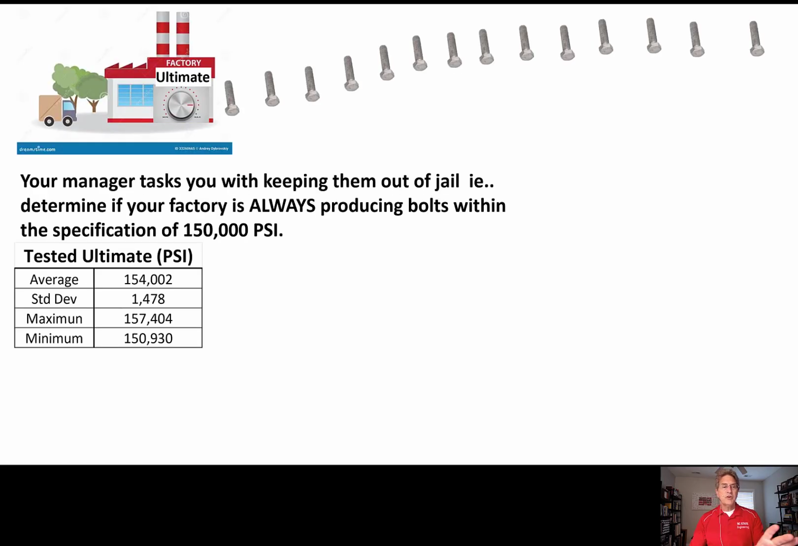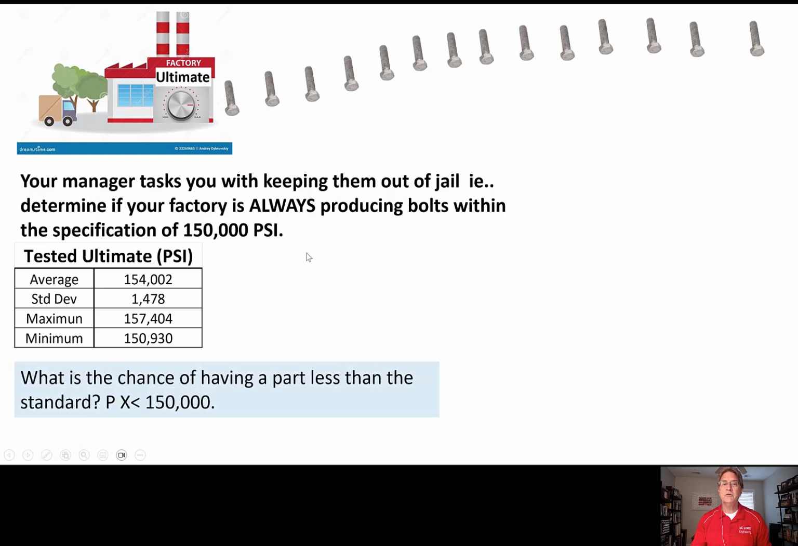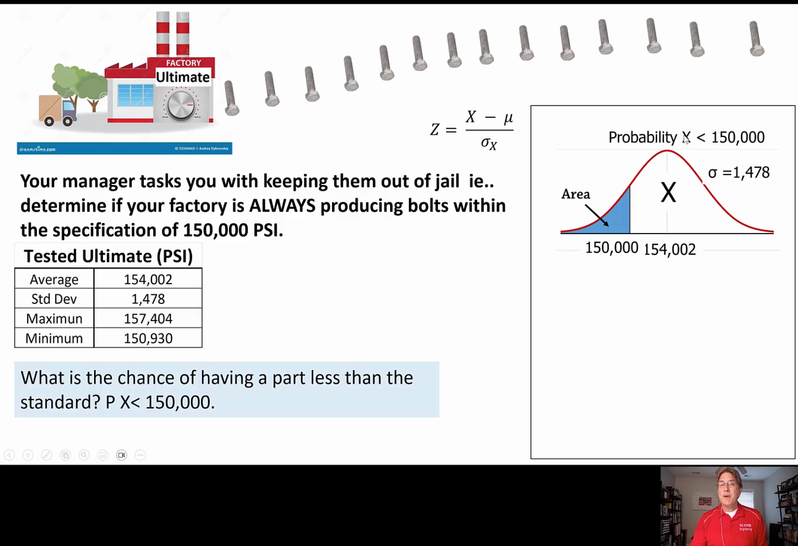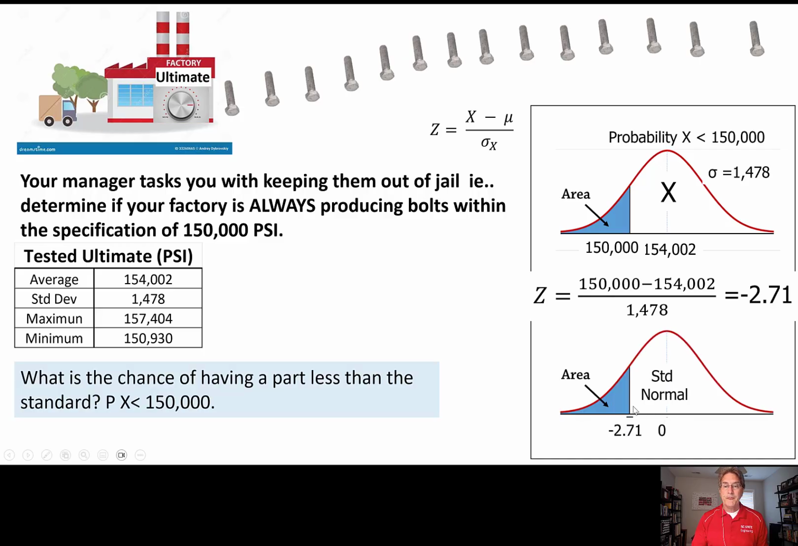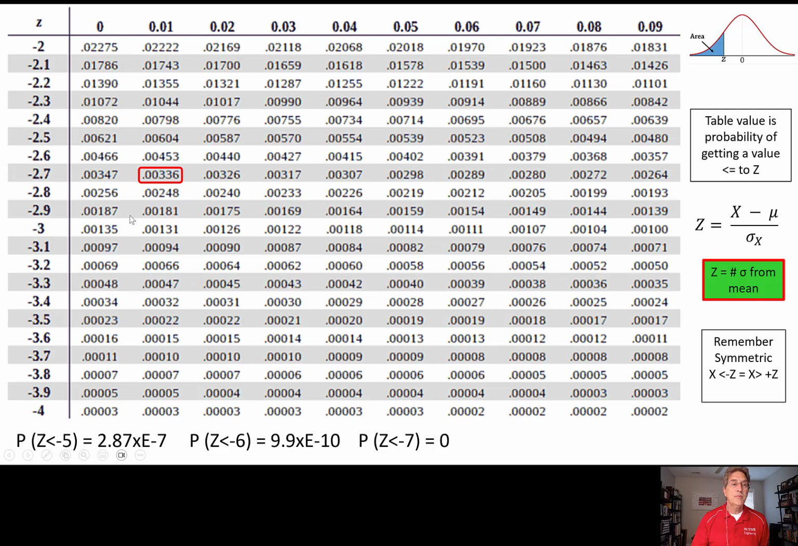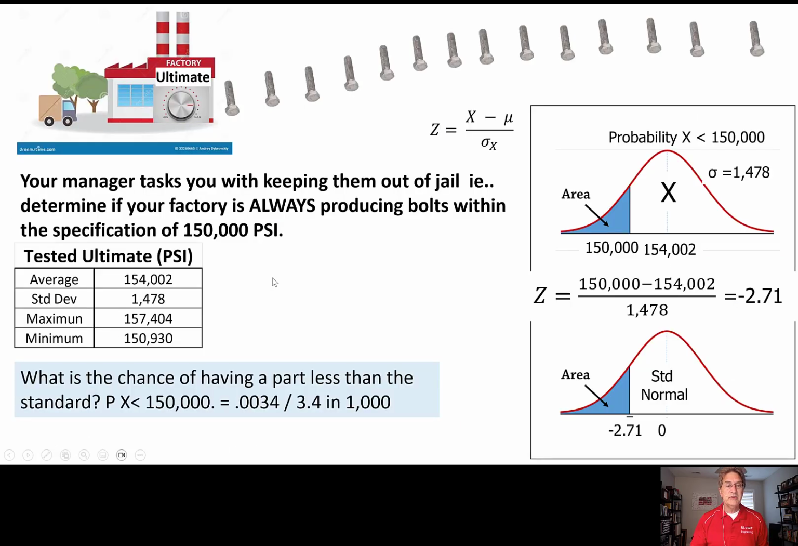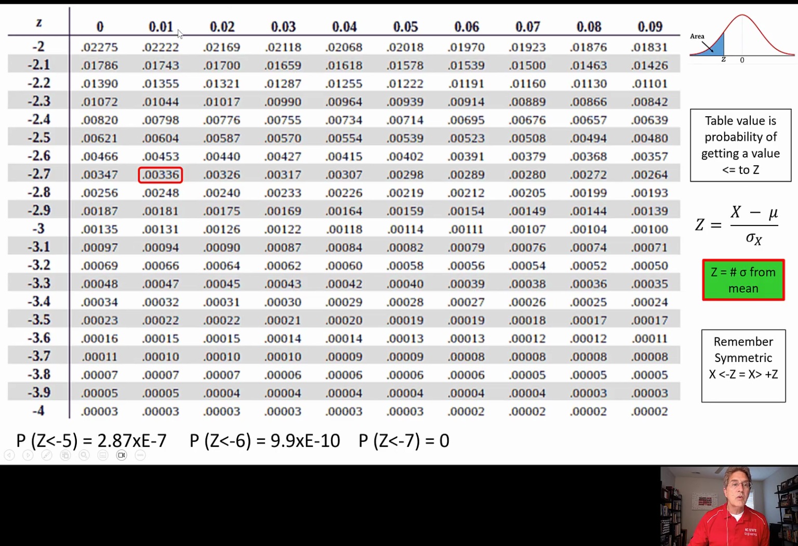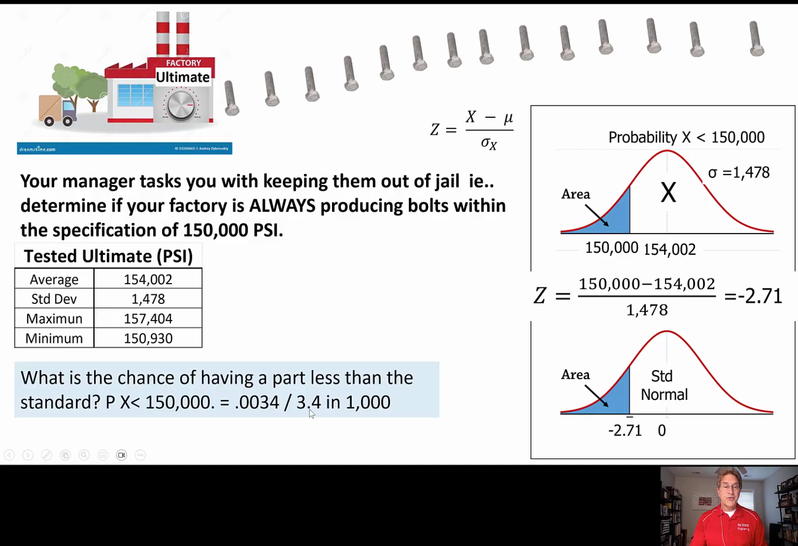Okay, so here's our problem. So here's what we've got. Probability of X less than 150,000. You see we've got our average here. There's our standard deviation. I calculate my z value. It's -2.71. So I need to go to the table and find z, probability of z less than -2.71. I go 2.71. It's 0.036. Oh, oops, sorry. 0.0336 or 0.034. There we go. So 3.4 in 1,000. So that's the probability.